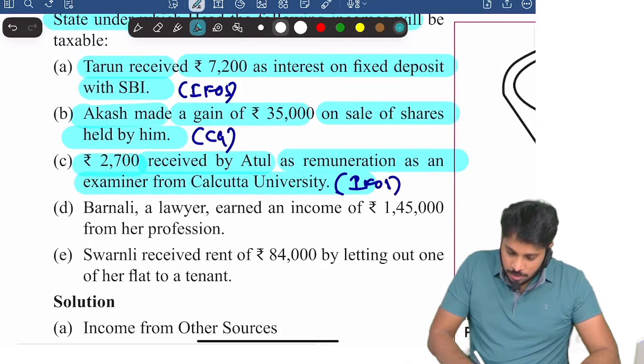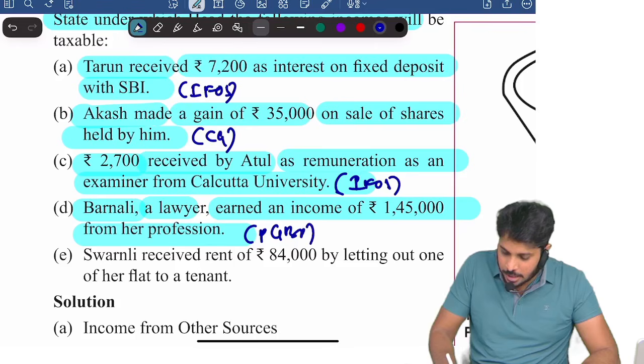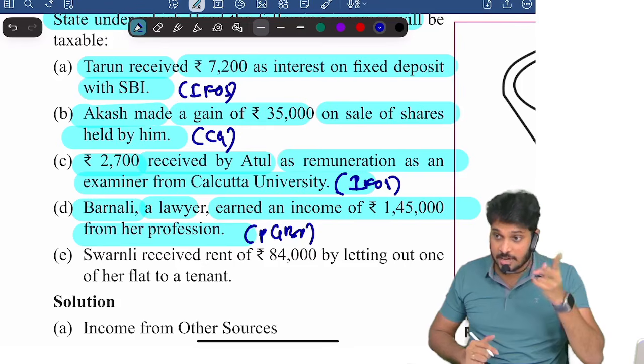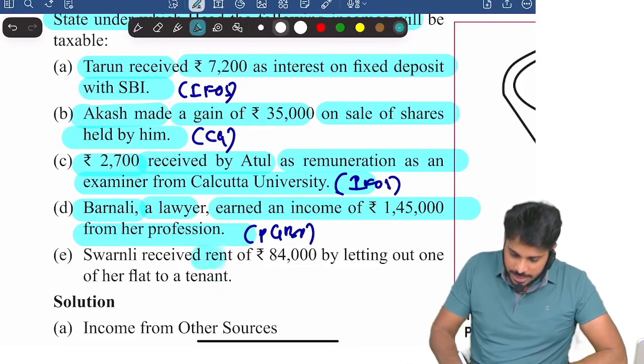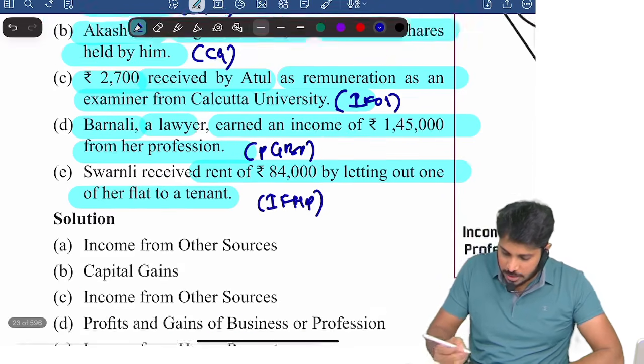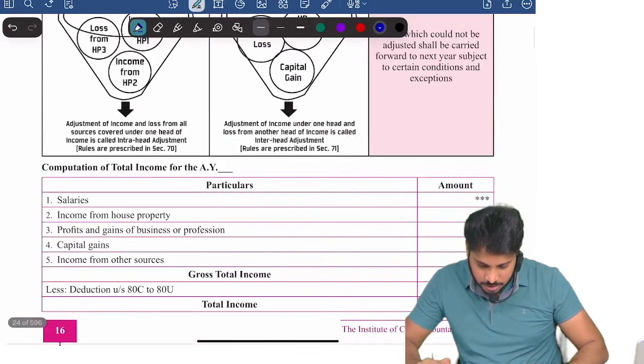Then, lawyer earned income from her profession, PGBP. You should always write full forms. Profits and gains from business or profession, or income from business or profession. Rent income of 84 by letting out house property, income from house property. That's it. Easy. Next, illustration number 3.